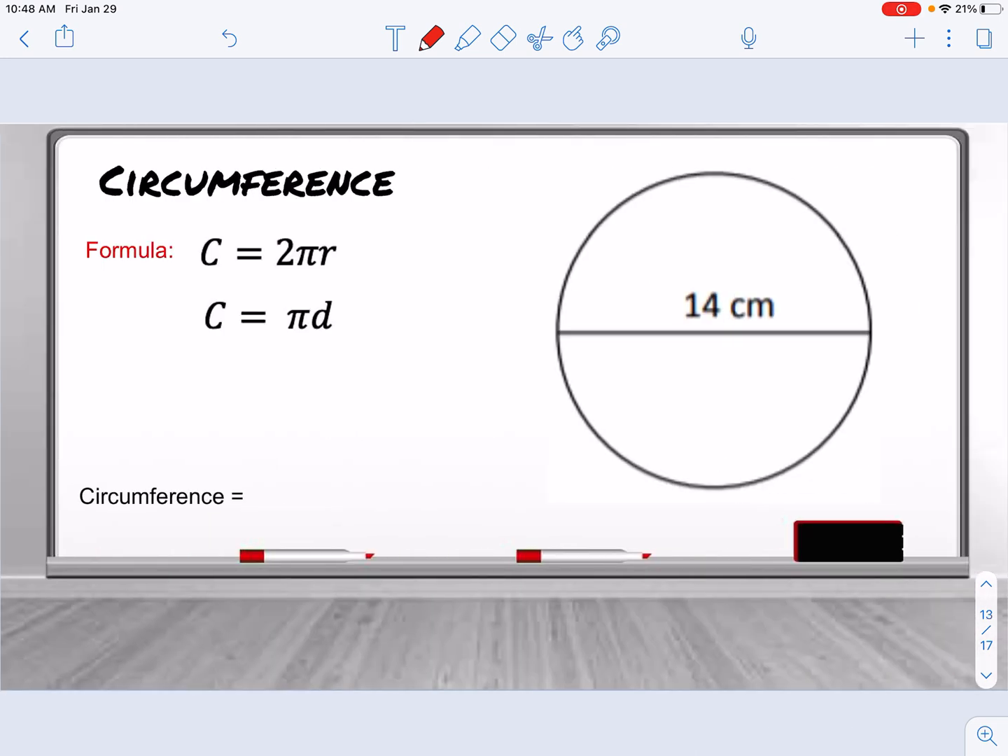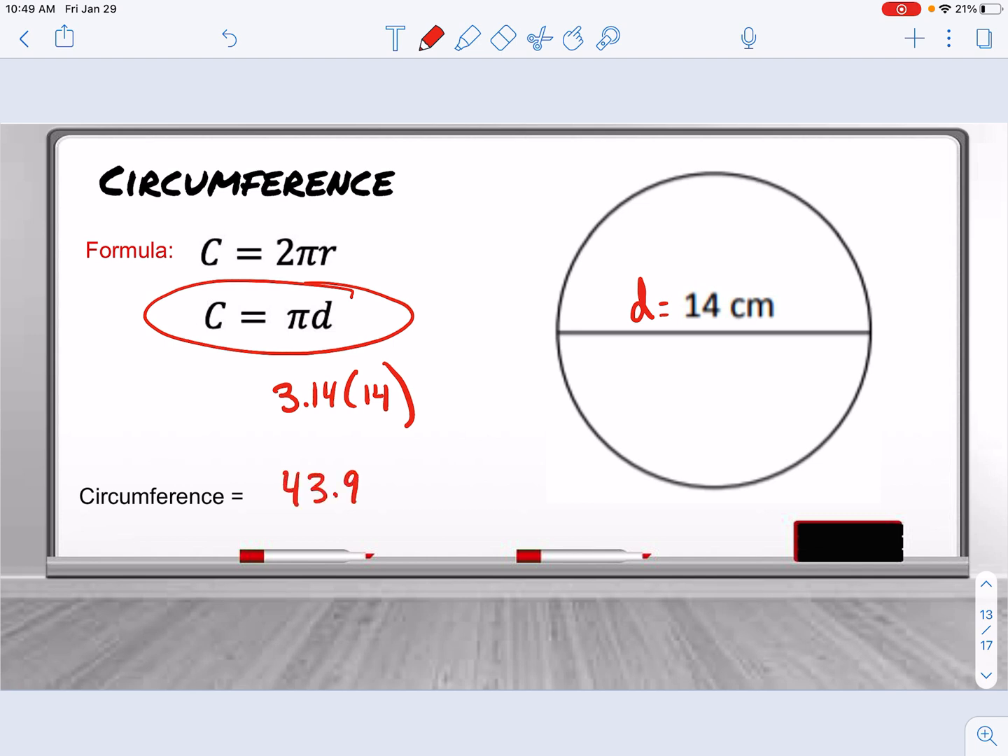All right, for this example, we're given the length across the circle, which is called our diameter. So if our diameter is 14, we want to use our formula with diameter. So here we just have to do pi, 3.14 times 14, and that's going to get us a circumference of 43.96 centimeters. So our circumference, the distance around this circle, would be 43.96.